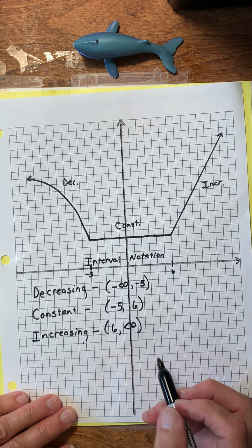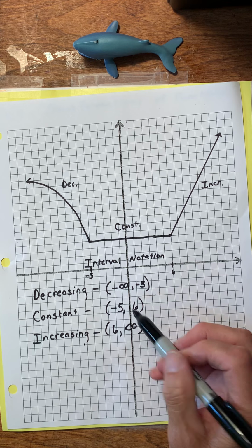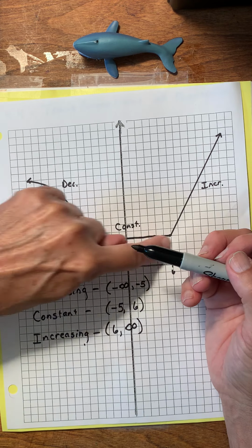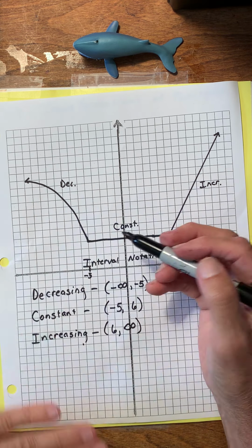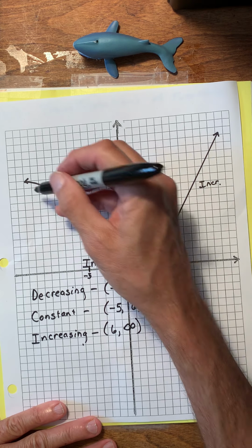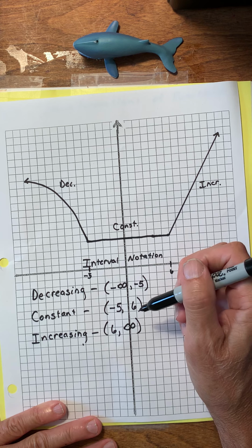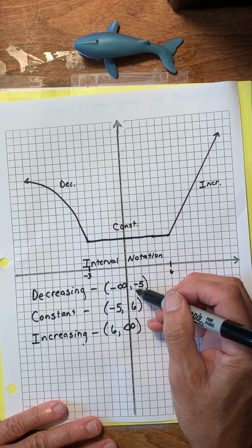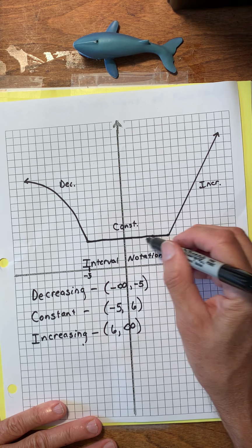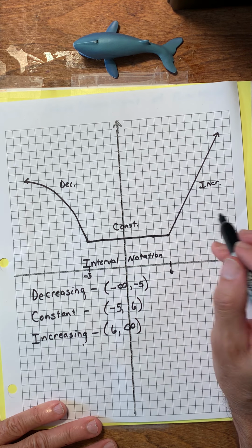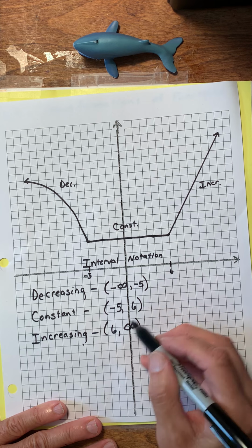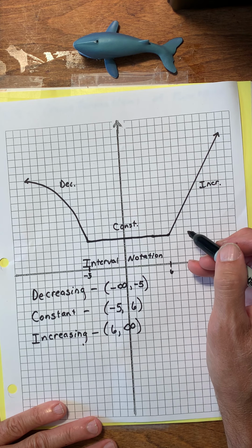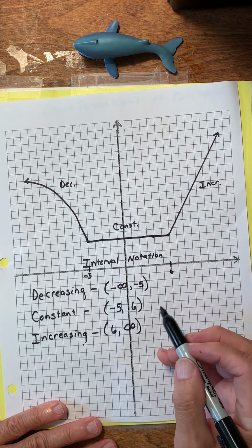Please notice a particular thing here. I'm using parentheses on each of these. Well, which part does the -5 go with? Does it go with this or with that? Is it with the constant part, or is it neither? -5 is a turning point where it stops decreasing and starts being constant. Since it is a turning point, I don't include it in either of these two intervals. Likewise with 6. Is 6 part of the constant function or is it part of the increase? Neither one. It's a turning point. So I use parentheses at 6 to say it's not part of either the constant or the increasing segment of this particular function.